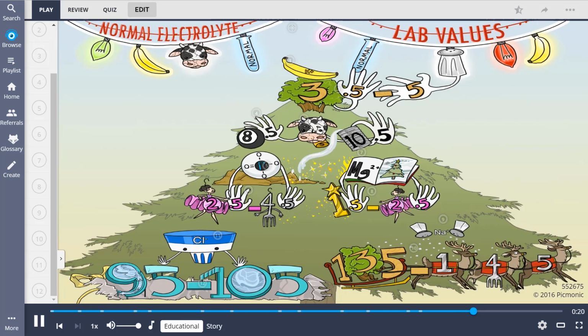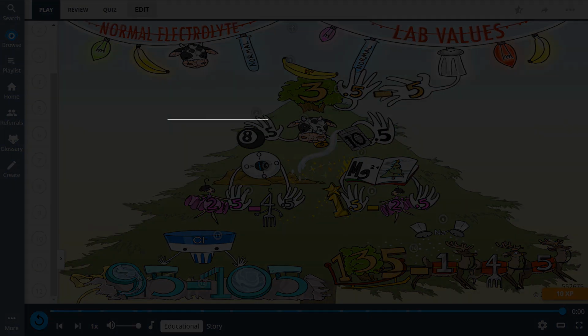So let's review electrolyte lab values. Potassium is between 3.5 to 5, calcium is between 8.5 to 10.5, phosphate is between 2.5 to 4.5, while magnesium is from 1.5 to 2.5. Sodium is from 135 to 145, while chloride ranges from 95 to 105.